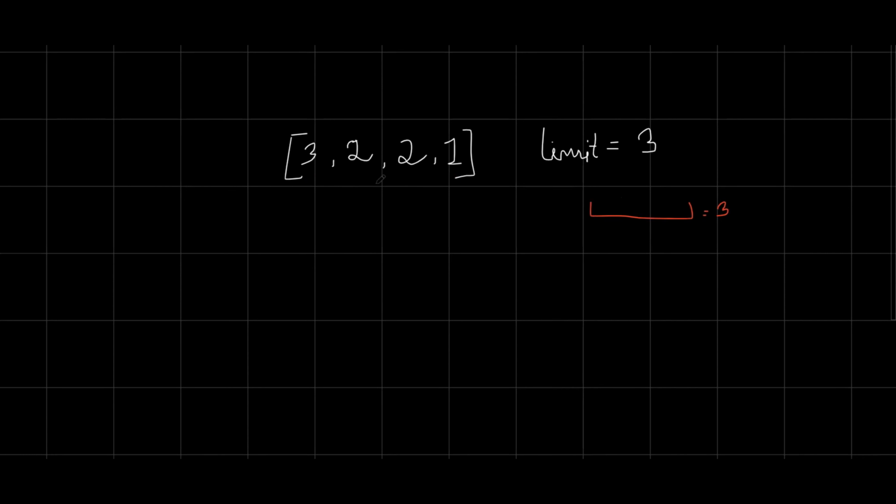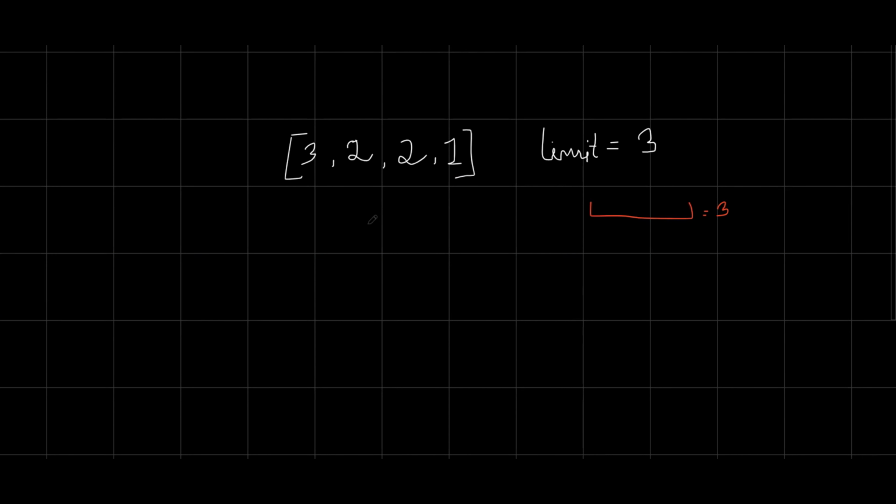So here we can see that if we put the person with the weight 3 in one boat, and if we put the persons of weight 2 and 1 in one boat, and if we put the person of weight 2 in one boat, we can make the arrangement in at most 3 boats. So here, in this case, we have to return 3. I hope you understood the problem very well. Now let's move on to the algorithm.